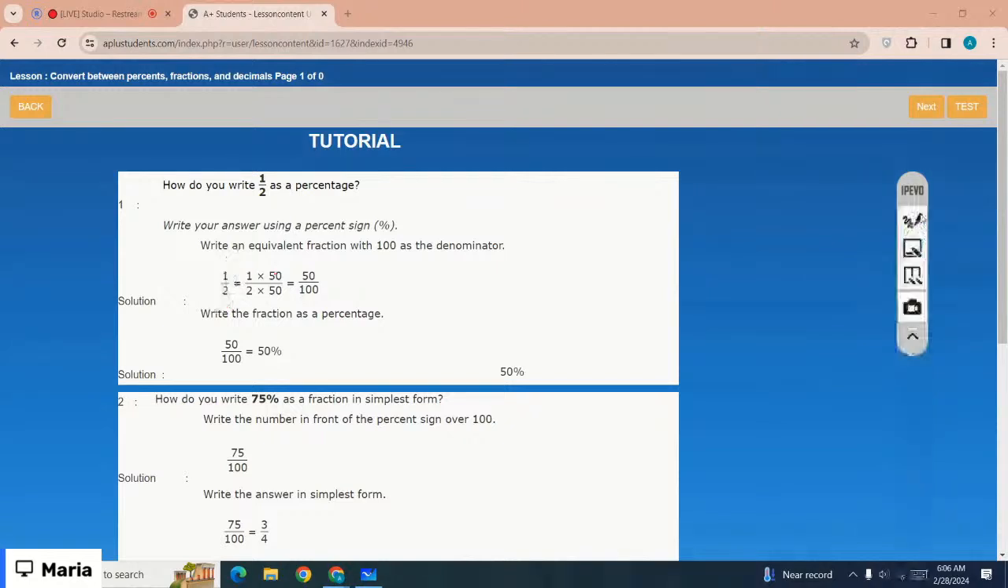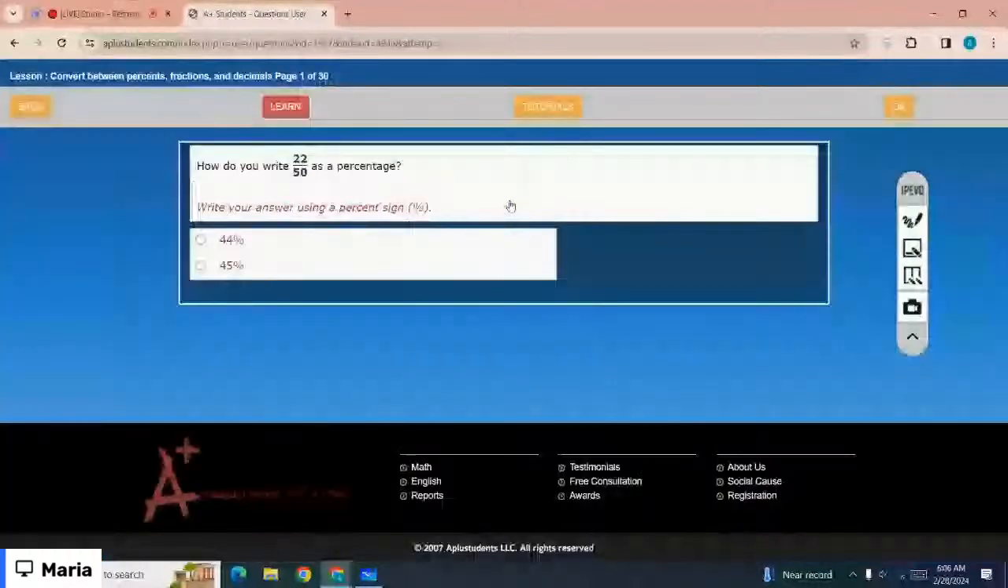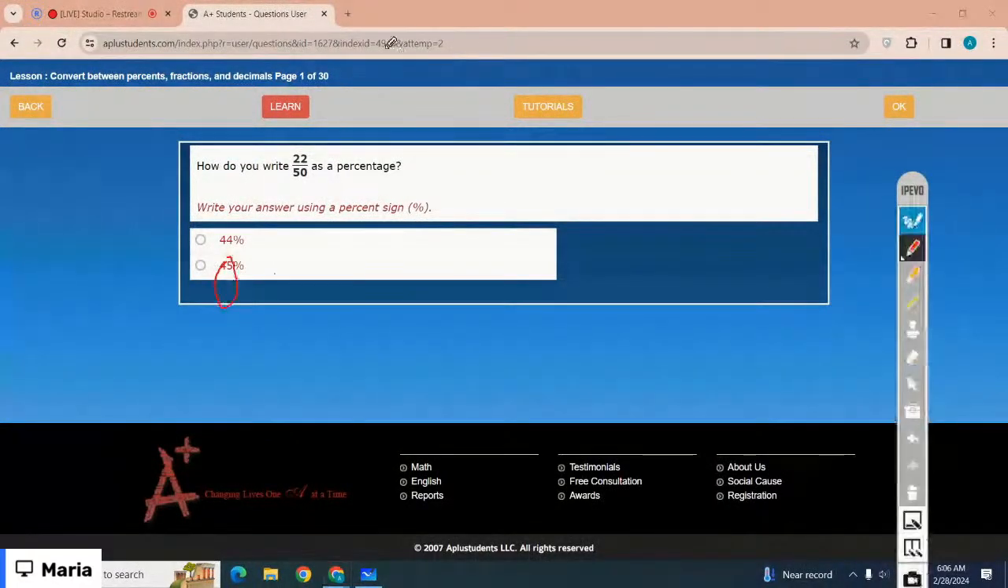Let's start with the test questions. How do you write 22 over 50 as a percentage? You have to write that 22 over 50 into percentage form. You need to make that denominator equal to 100. 50 times 2 is 100. Multiply both numerator and denominator by 2. So 22 times 2 is 44 and 50 times 2 is 100. That means 44%. The correct option is 44%, option number 1. Got it?